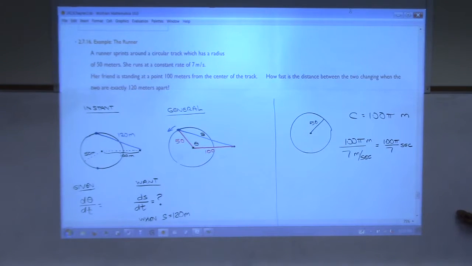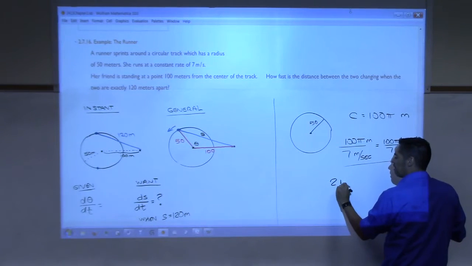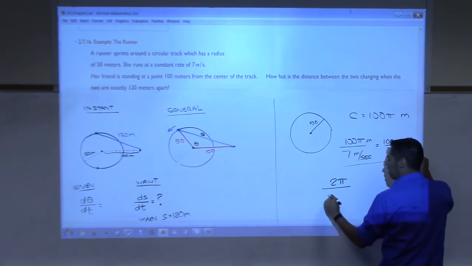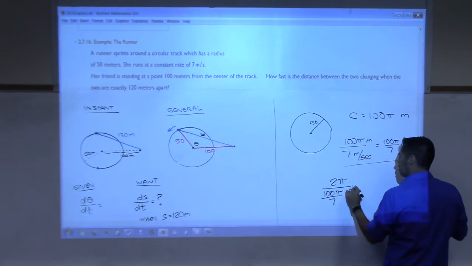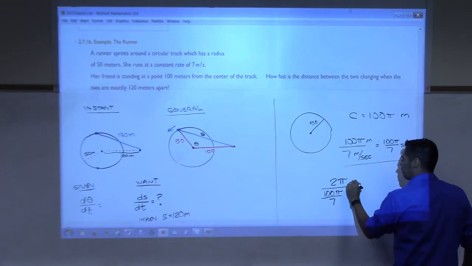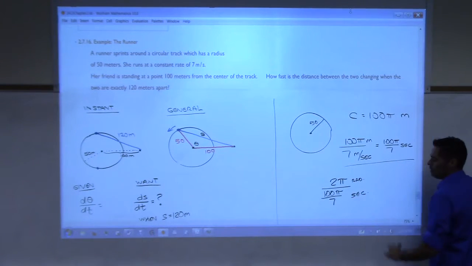Understand? That's d theta dt. Nope, that's not d theta dt. That's how long it took her to go around the track. Now, how much of an angle did she go through in that time? 2 pi. So what I'm going to do now is say, okay, she went through the entire angle, theta, in that time, 100 pi over 7. She went through that entire angle in radians over this many seconds.